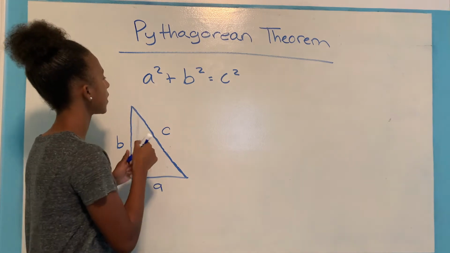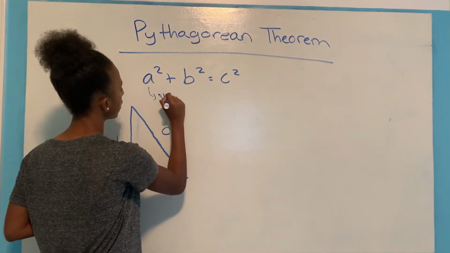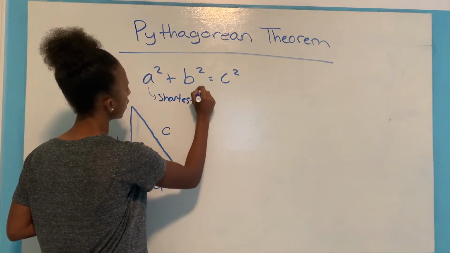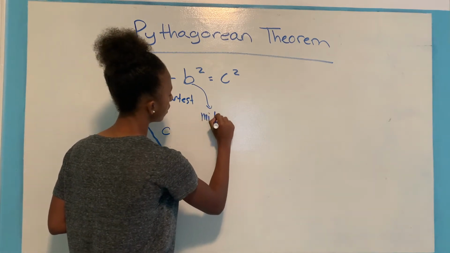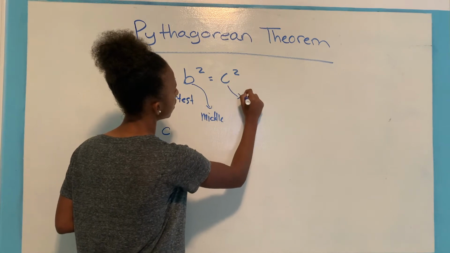A, in this case, I like to think of as the shortest length, and then B is the middle length, and C is the hypotenuse.